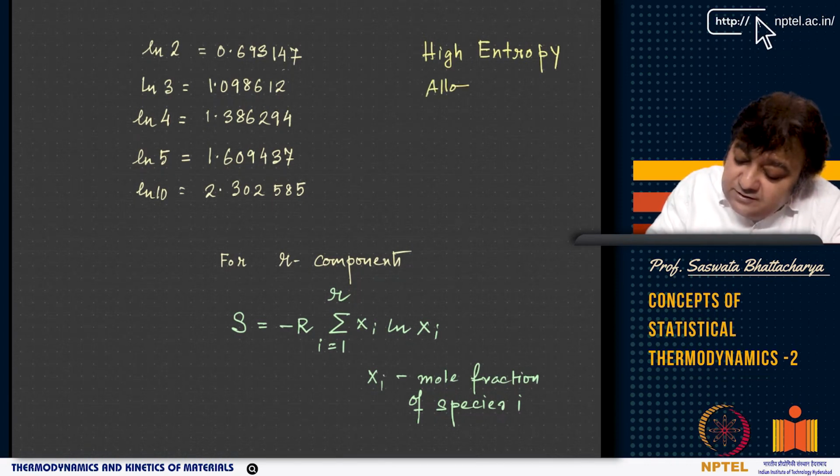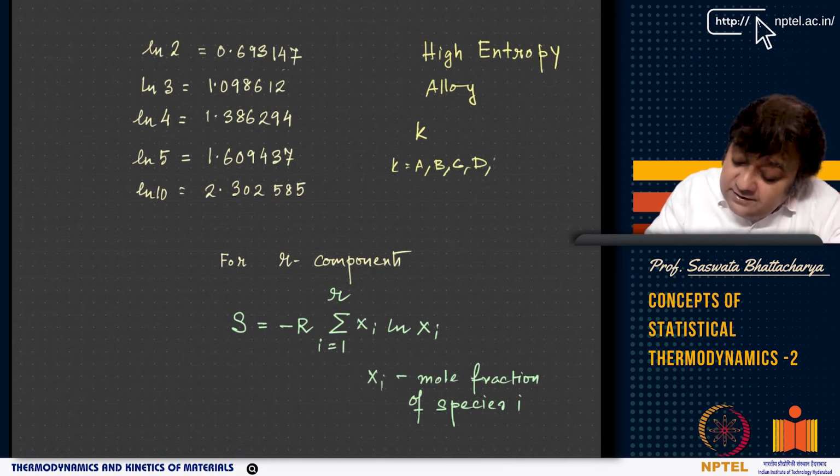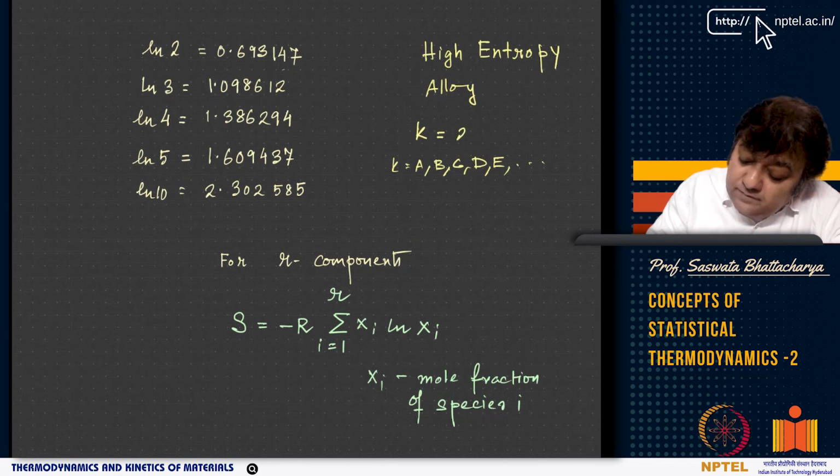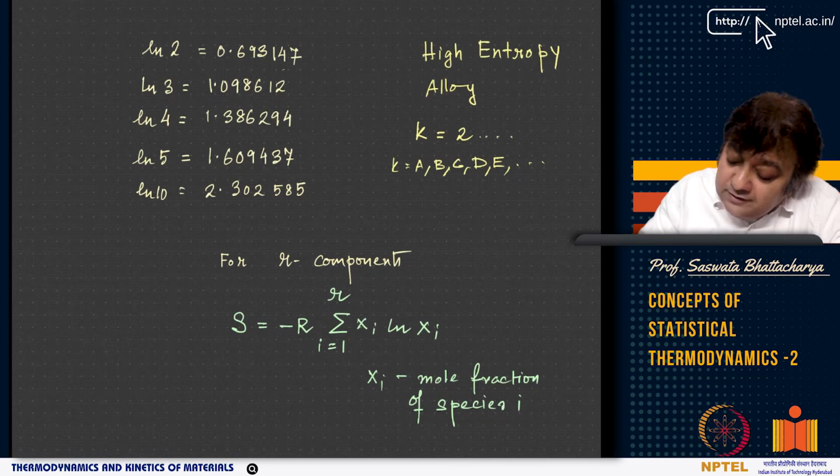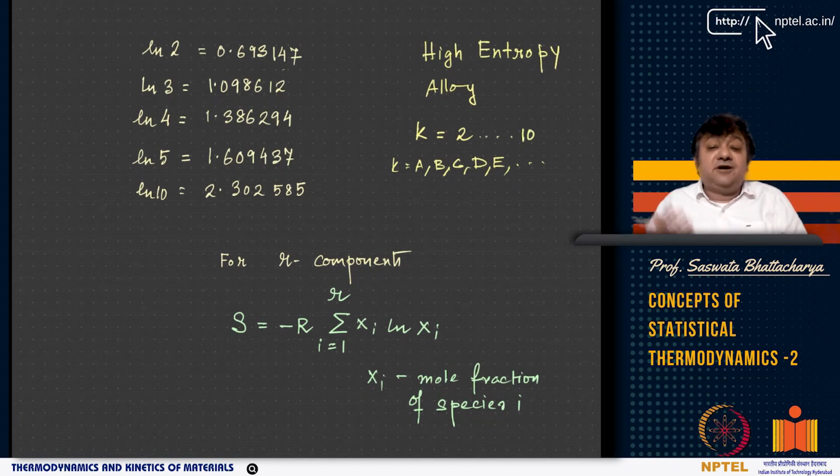Now if you see, a high entropy alloy generally contains n, which is the number of elements, so k, which can be like a, b, c. These are different atomic species, right? Different species, from the periodic table and so on. And k can generally vary from 2. When I am talking about an alloy, it has to be greater than 1. So from 2 you can go to 10, 12. But generally we look at 5 component, 6 component alloys.